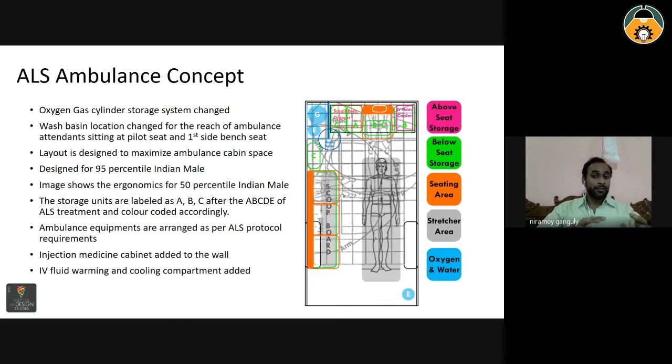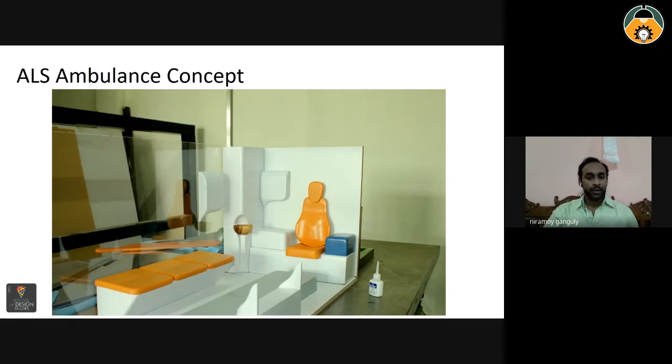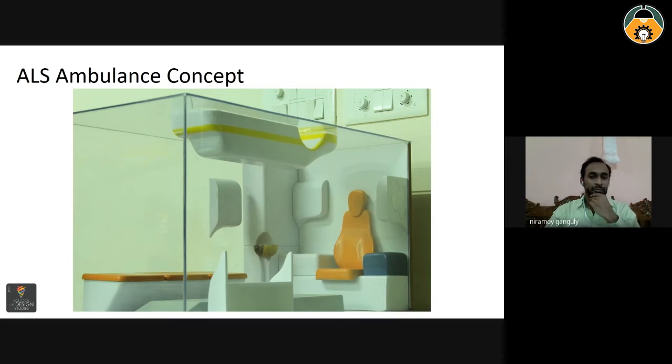So I am focusing on the entire ergonomics of how the patient is, and designing it for 95% male and 50% female, taking into account the different sizes of the different people who are going to be operating in it. This was a particular layout that I was proposing for this design, and this was a small scale model that I made for my project.